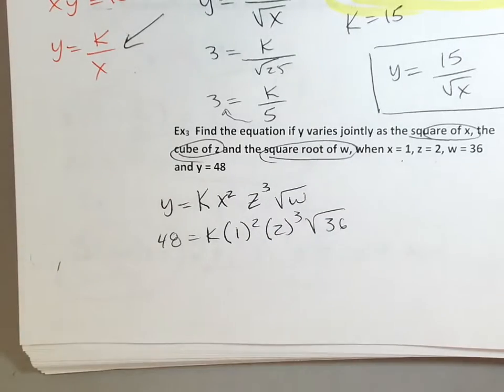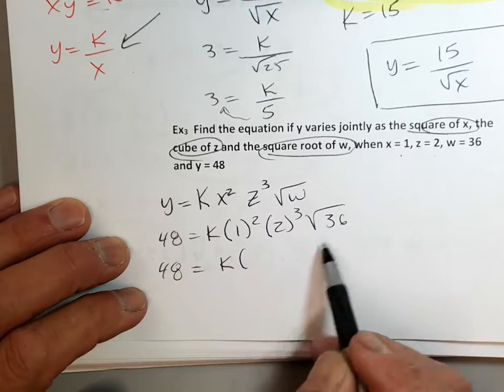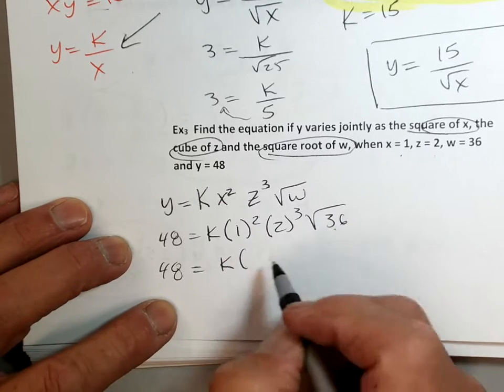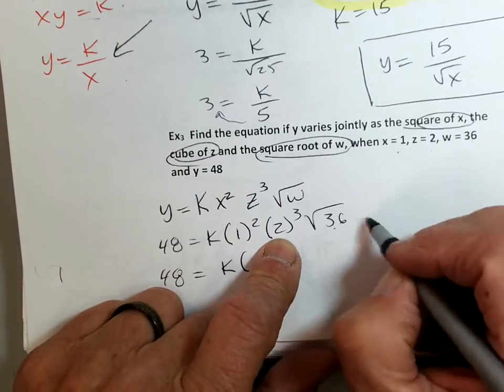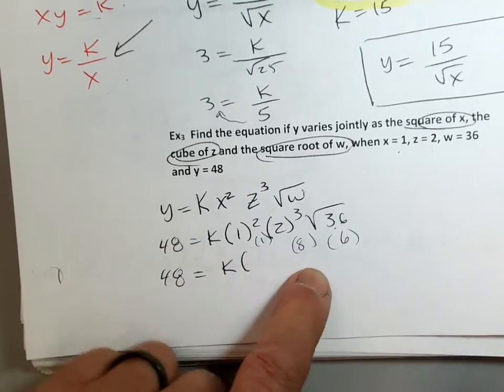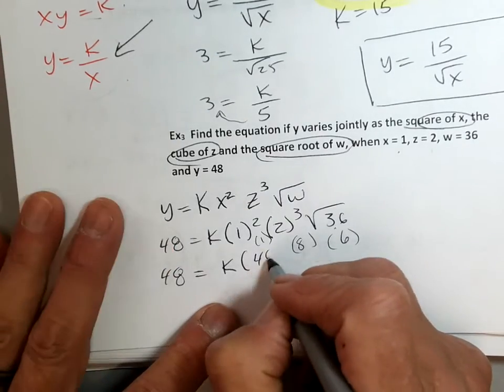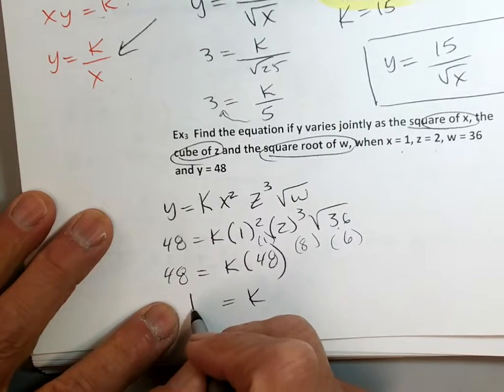Okay, and I'll step back. I'm just plugging them in. This is not hard. You guys agree? Pretty easy lesson. This could be an Algebra 1 lesson. But it's pre-calc. So I've got 48 equals k times 6 times 8 times 1. 6 times 8 is 48, right? Wait a second, k is going to equal 1. So k is 1.